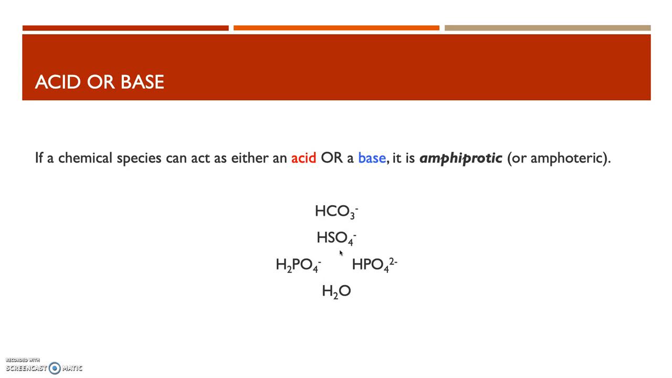If you have polyprotic acids, or acids that have more than one proton that could be removed, then usually the intermediate species are all amphiprotic. So for example, phosphoric acid, which is H3PO4, could lose one hydrogen or one proton to be H2PO4 minus, or it could lose a second proton to be HPO4 2 minus. And it could lose its third to just be phosphate, PO4 3 minus. But these two intermediate species are both amphiprotic because they could either accept a proton or donate a proton.